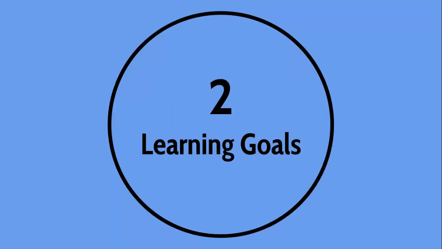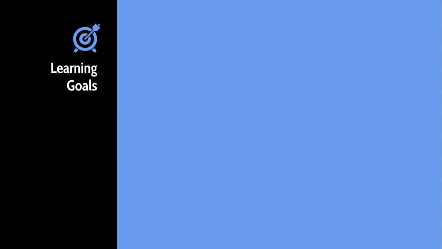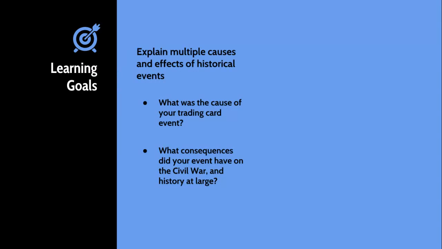So now let's talk about the learning goals that you're going to be assessed on in this assignment. The first learning goal that you're going to be asked to meet is to explain multiple causes and effects of historical events. So to meet this learning goal, ask yourself, what was the cause of your trading card event? And then what were the consequences that your event had on the Civil War and at history at large? If you're looking at a battle, did this battle lead to battles in the future? Was it an important victory for one side or the other? Why was it important to this time period and to history overall?